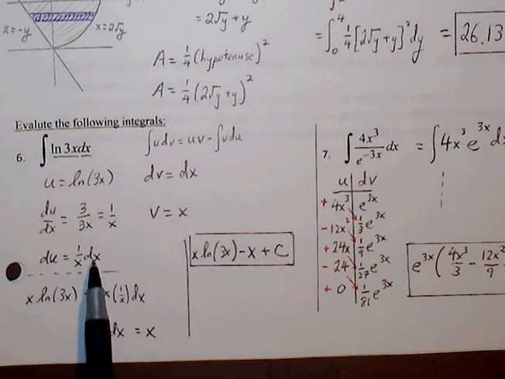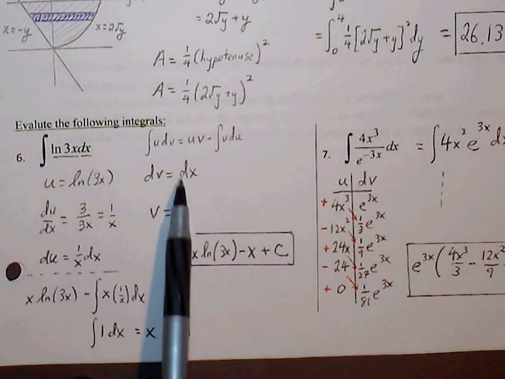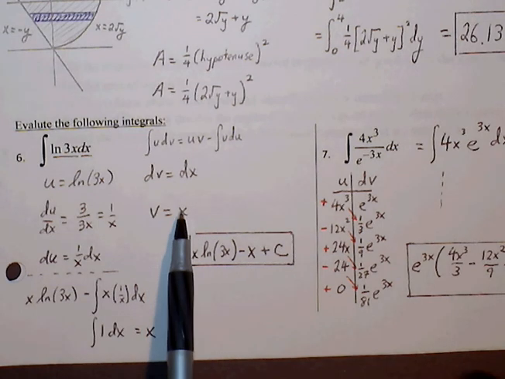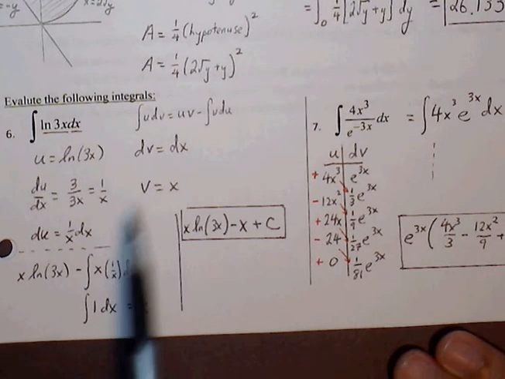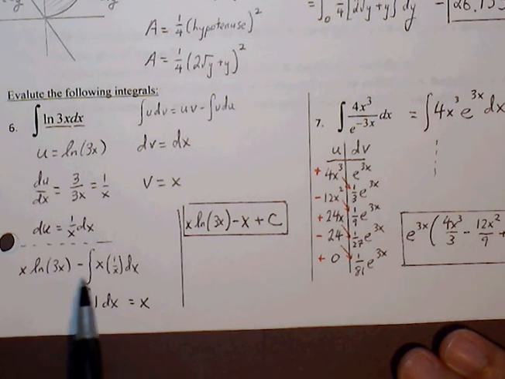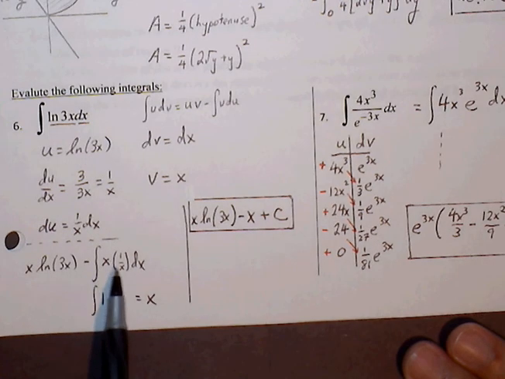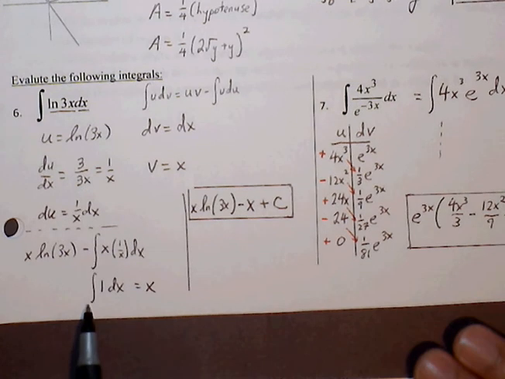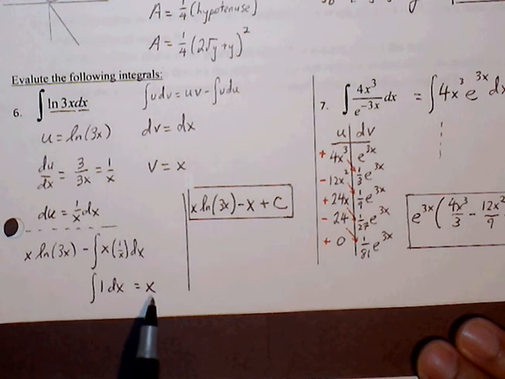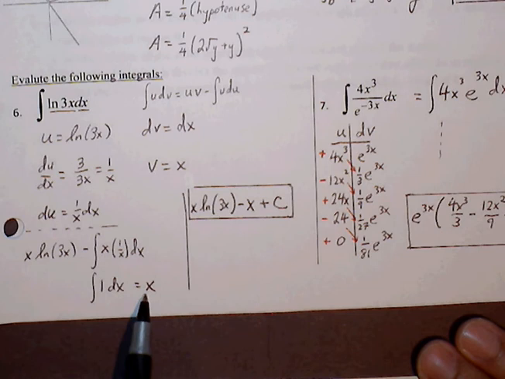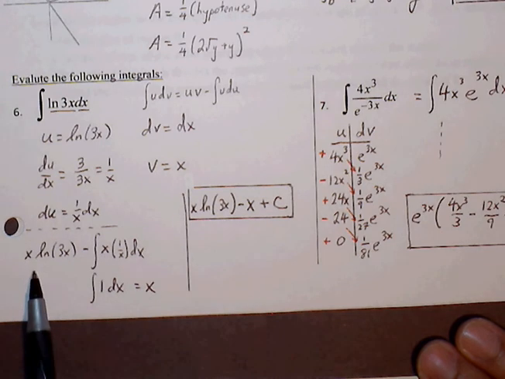To get from dv to v, we find the integral. So the integral of 1 is simply going to be x. And now we can plug into our formula: u times v minus the integral of v times du. So this portion is done, but for this portion, v times du, this cancels out to be 1. We still have to evaluate the integral of 1, which is x. Now we can combine our solutions together. So x natural log of 3x, minus x, plus c.